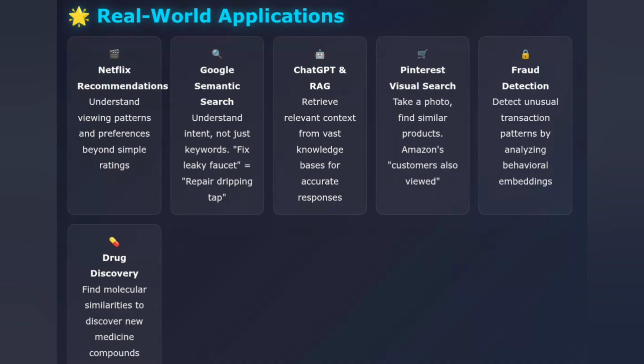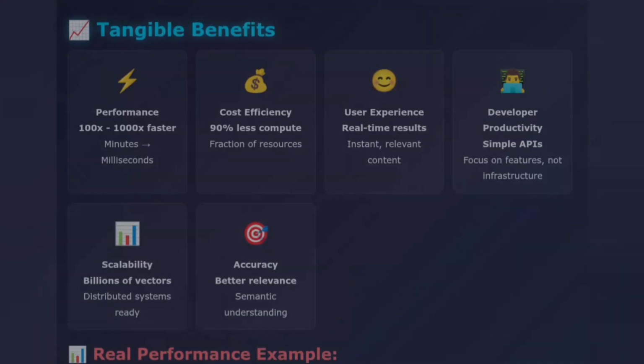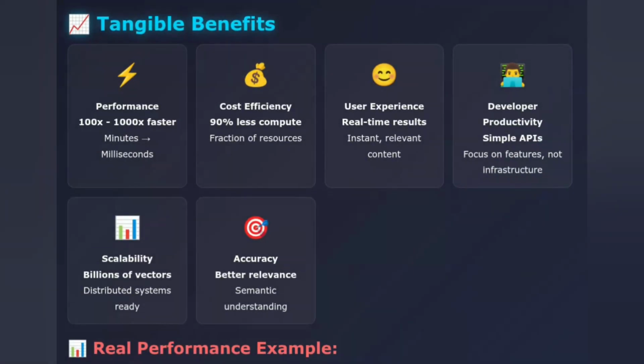Fraud detection. Banks create embeddings of transaction patterns. Unusual patterns that are far from your normal embedding space trigger fraud alerts. Even drug discovery. Pharmaceutical companies use vector databases to find molecular similarities, potentially discovering new medicines by finding compounds with similar vector representations. Let's talk numbers, because that's what matters to developers and businesses.